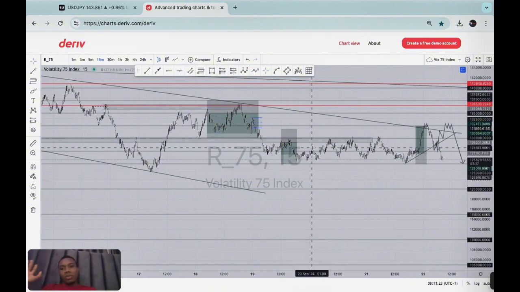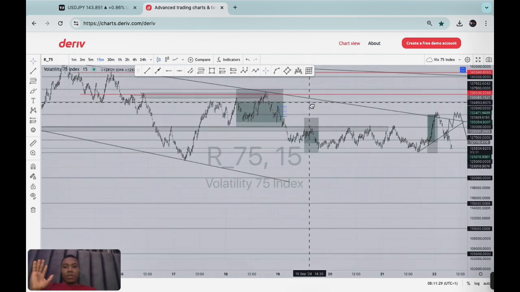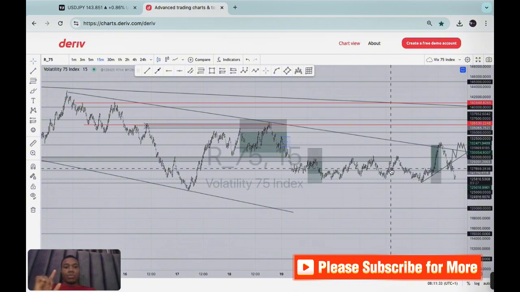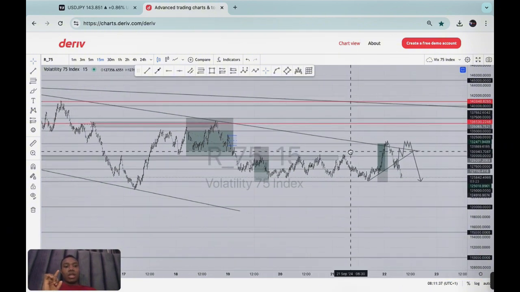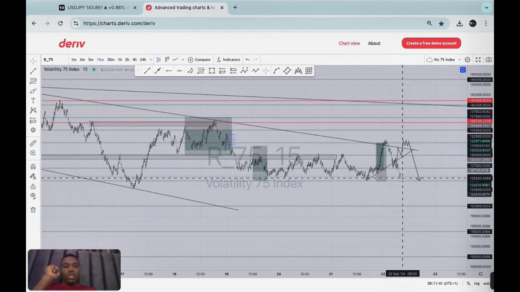Now, so guys, welcome to my screen. This is volatility 75 index, and you can see that I was able to make money from this strategy. I took this particular profit here. I took this one, and I also took this one. This one was yesterday, and currently I'm waiting for the market to give me some kind of confirmation before I can take this one that I'm seeing here right now.